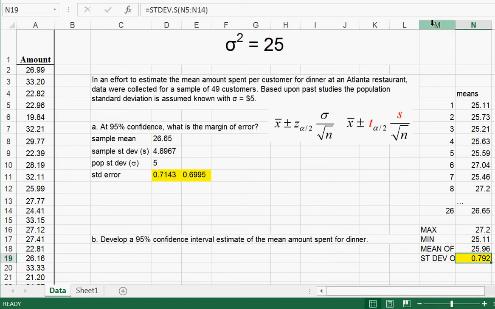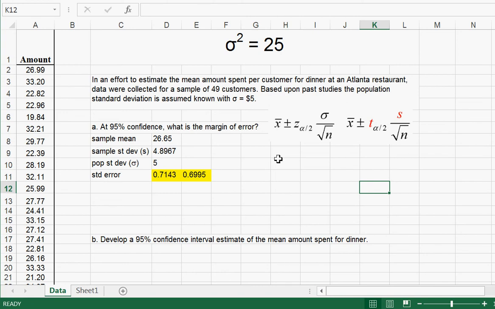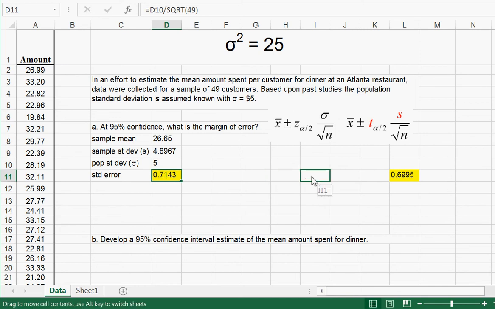So at this point, I'm going to go ahead and delete that. Okay. So that's standard error there, and that's standard error there, right? You guys see it? Any questions on that? And if you have any questions, ask, right?